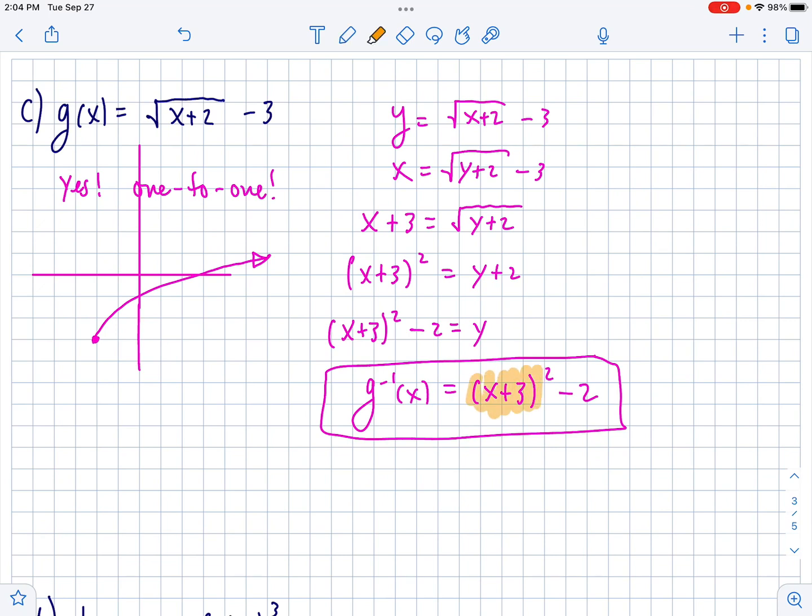You might look at this part and be like, should I FOIL that out and then combine like terms? I don't think that's completely necessary right now unless they said to do that in the directions.